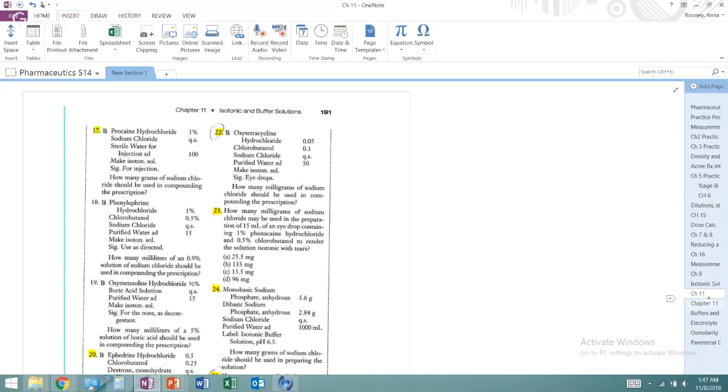So this is a tetracycline. So tetracycline is one of the cycline antibiotics.